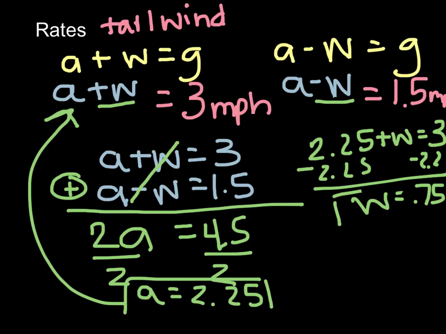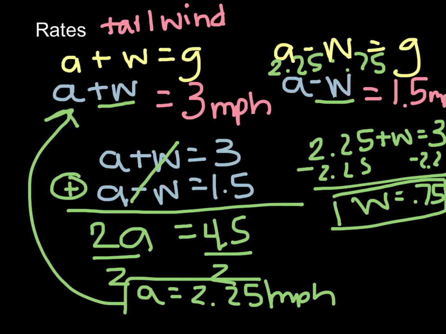So here I have my a, and here I have my w. Plug that into your other one and see if it works. So a is 2.25 minus 0.75, and if my math is correct, 2.25 minus 0.75 is equal to 1.5, so this would be true. So the question is, what was the bird's airspeed? Well, the bird's airspeed right here, A, is 2.25 miles per hour, and the wind speed that day would have been 0.75 miles per hour.